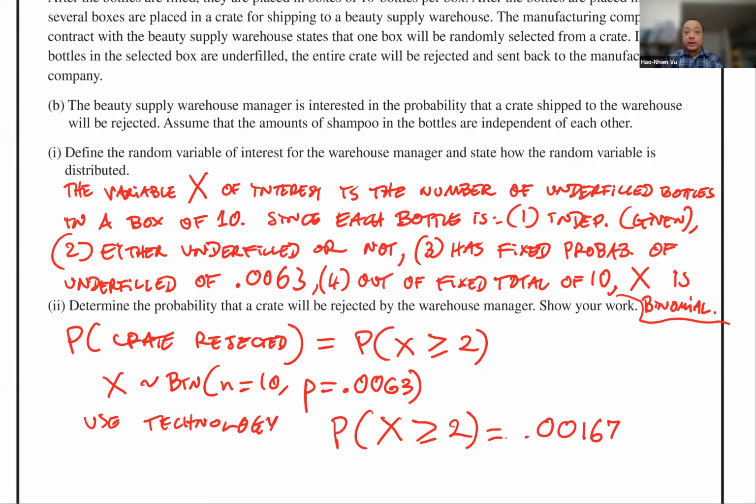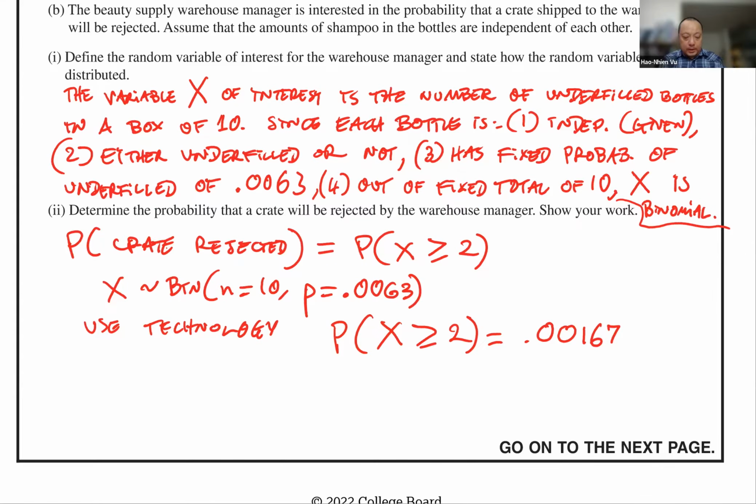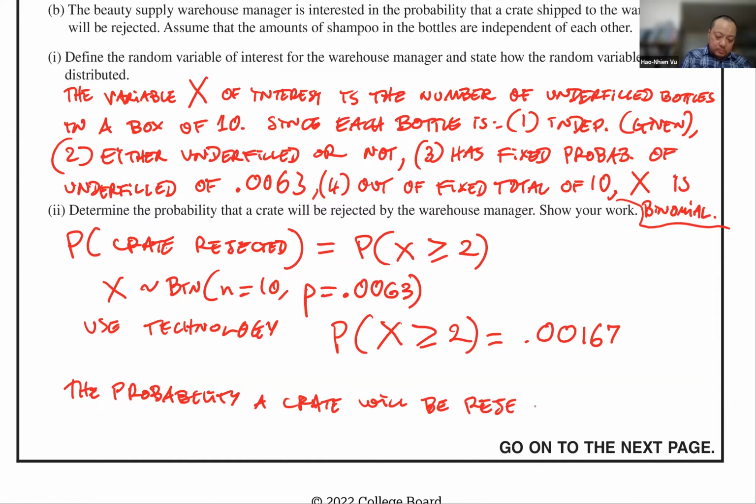And depending on what kind of calculator you have, if you have the TI, it's a little tricky. You have to go 1 minus binom CDF. If you have the Casio, it's BCD. And if you have some sort of other technology, it may be simpler. So again, because they asked us a verbal question, we should give them a verbal answer.